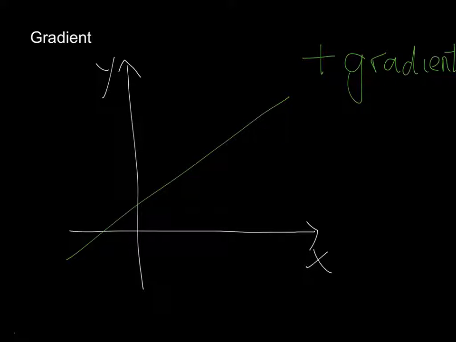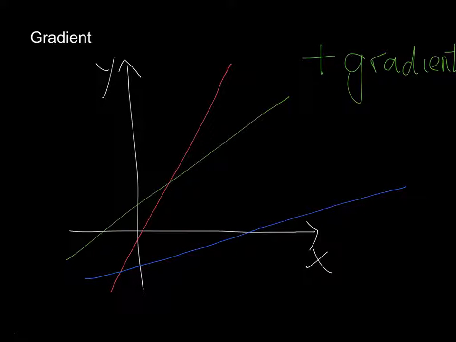Another line sloping up from left to right could be this line. This has a positive gradient as well, but the red line is steeper than the green line. Alternatively, we may have another line that slopes up from left to right, may look like that, still has positive gradient, but the blue line is shallower than the other two lines.